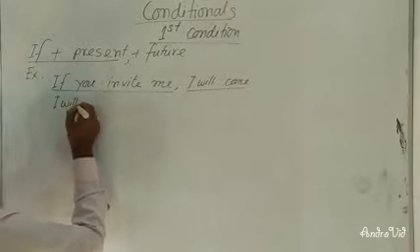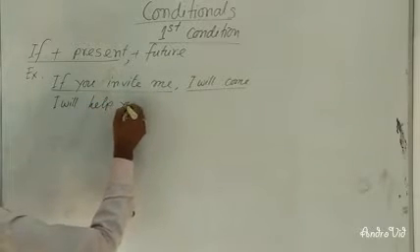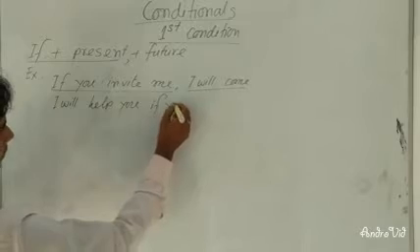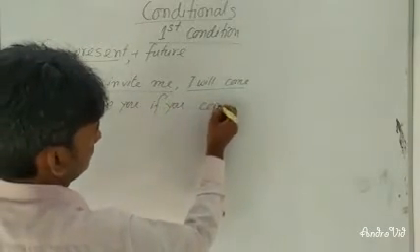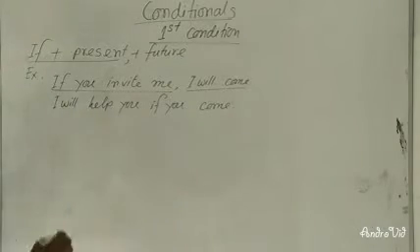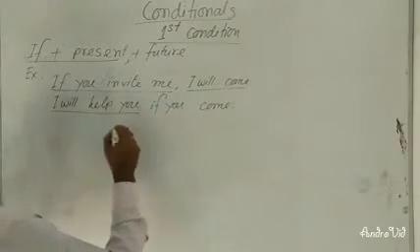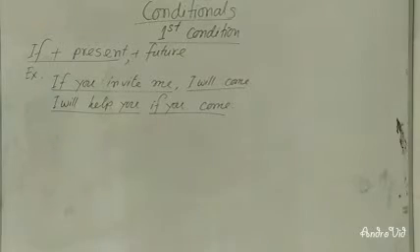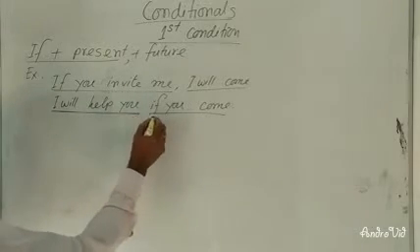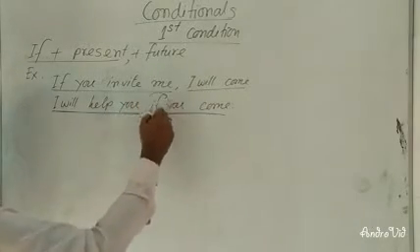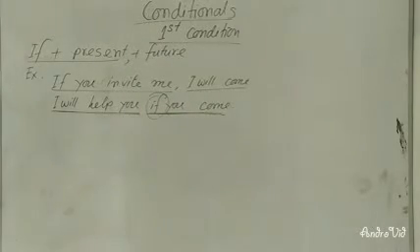I will help you if you come. Dear learners, you can see that there are also two clauses. I will help you is one clause, and if you come is another clause. This is the principal clause and this is the subordinate clause. If you write the subordinate clause at the end, in the second part, then you will not give any comma. So you should strictly follow this. I'm going to give you one more example.